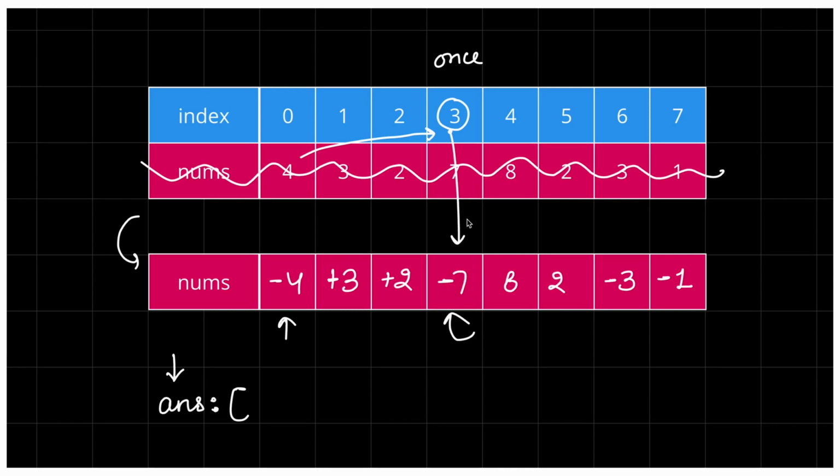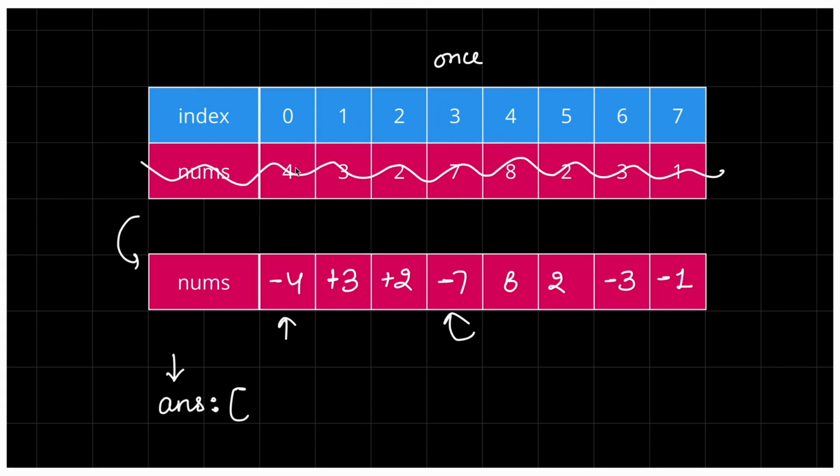But at this point in time, at this index 3, there is -7 because there was only one element 4 in this entire array. Because there was only one element 4 in this entire array, you came to this 3 only once. I hope this is making sense, right?